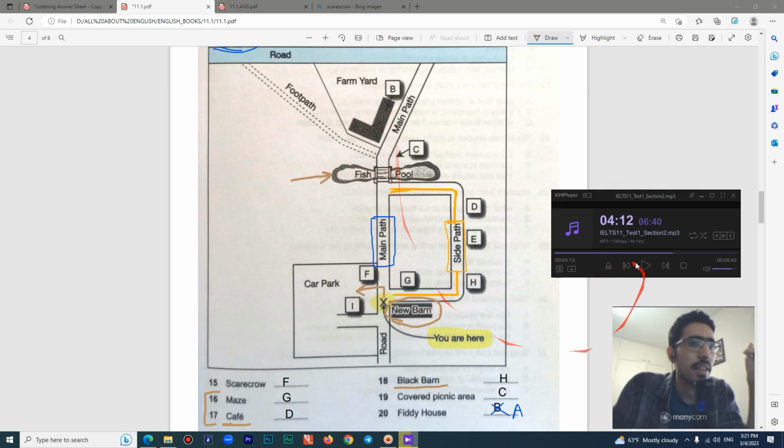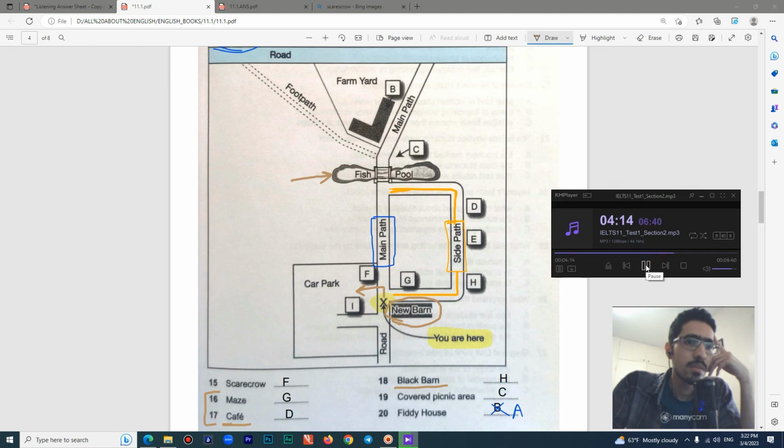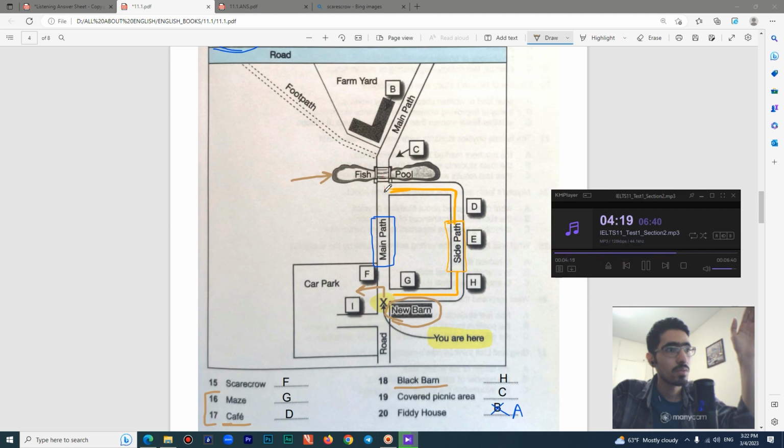If you want to go to the cafe, go towards the bridge and turn right just before it. Go towards the bridge and turn right before it. Walk along the side path and the cafe's on the first bend you come to.